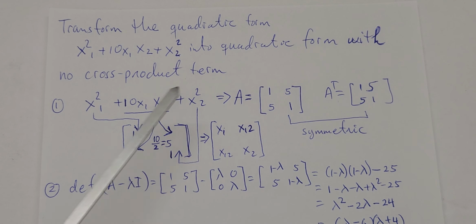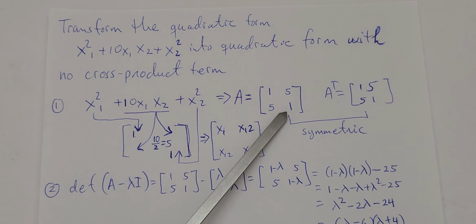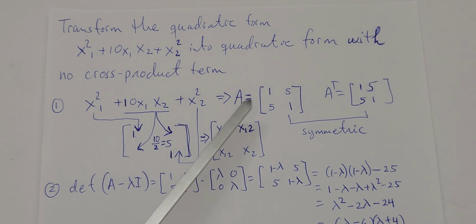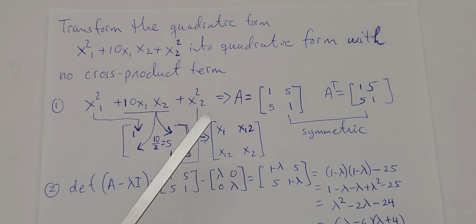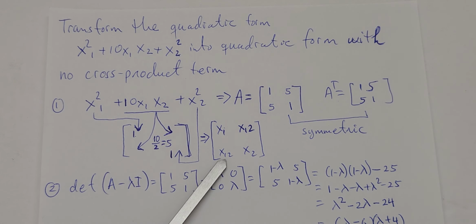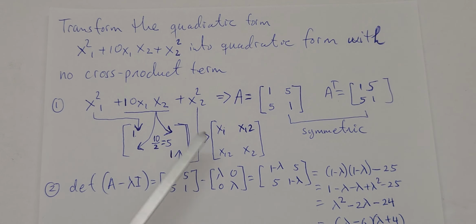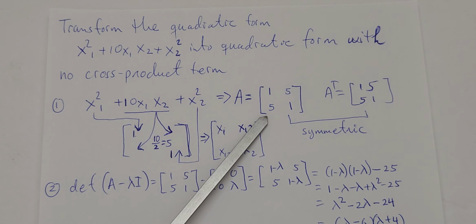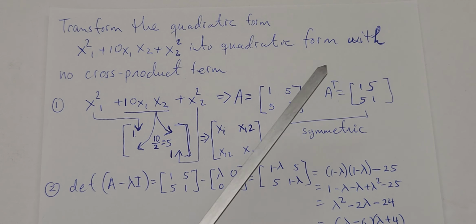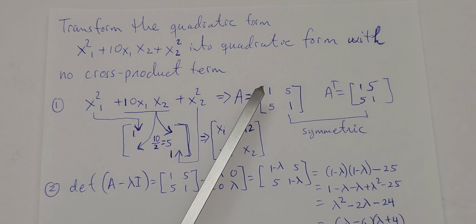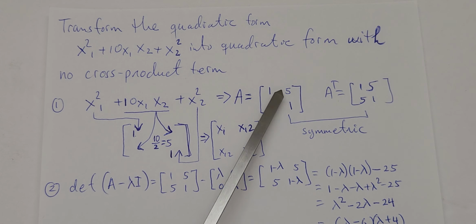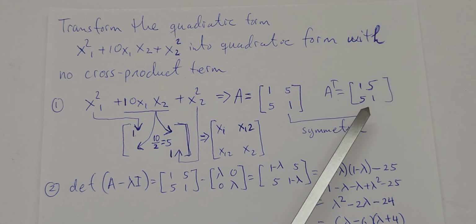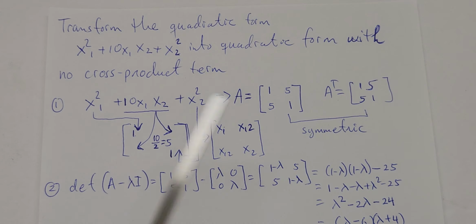The 1 came from the coefficient. This one also came from the coefficient. The 5, where did that come from? Since there are 2 places that have 1 and 2, 10 divided by 2 gives me the 5 here and the 5 here. Transpose them so that column becomes row, column becomes row. And since they are symmetric, okay, they are symmetric.